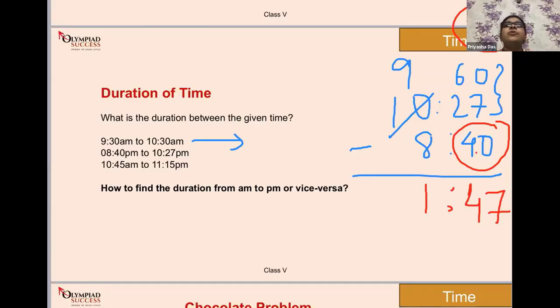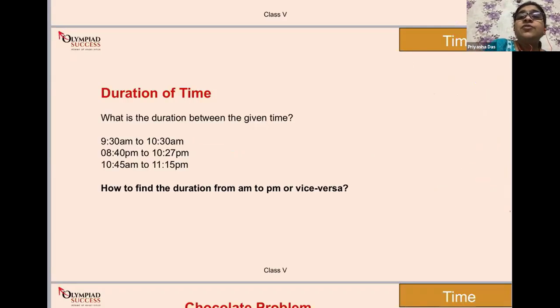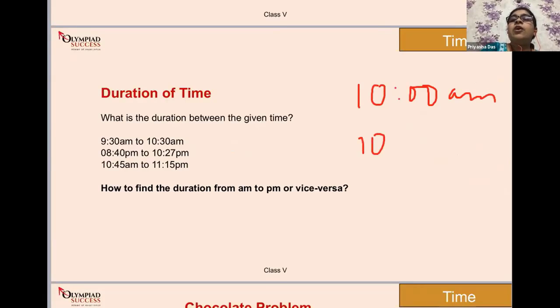Yes or no? Only in the chat box I want a yes or a no, because we have very little time left with us. Yes. Okay, great. You people solved it and gave me the answer. I'm proud of you. Very nice. But what if it is from AM to PM, guys? Just take an easy example. If I say that it is 10 o'clock in AM and it is 10 o'clock at PM, so what is the duration?